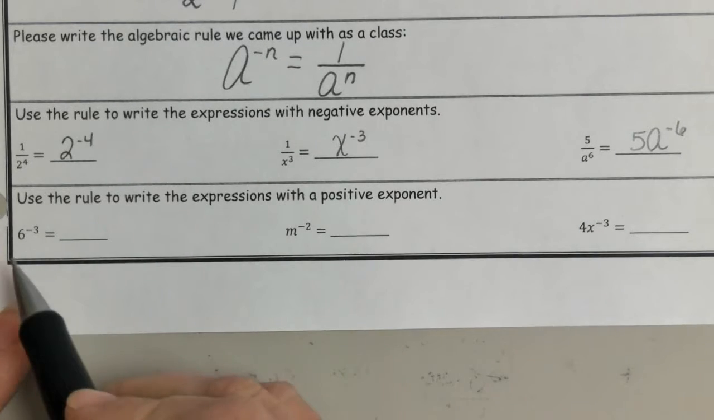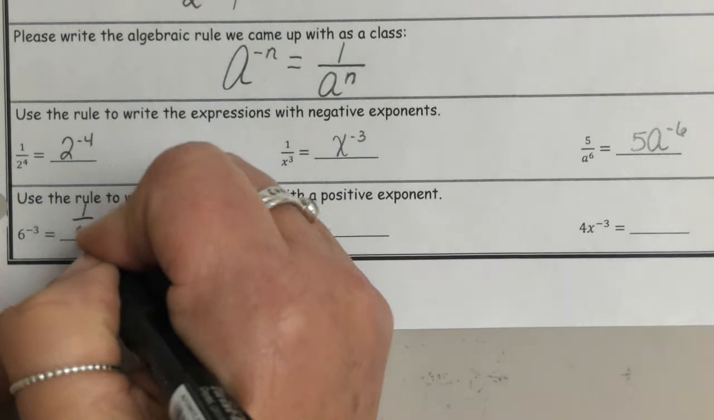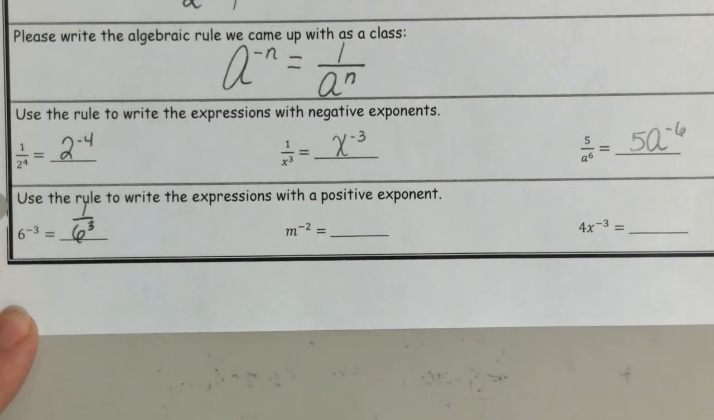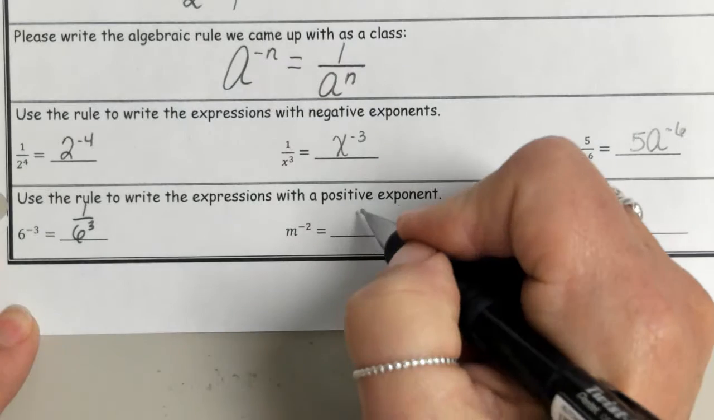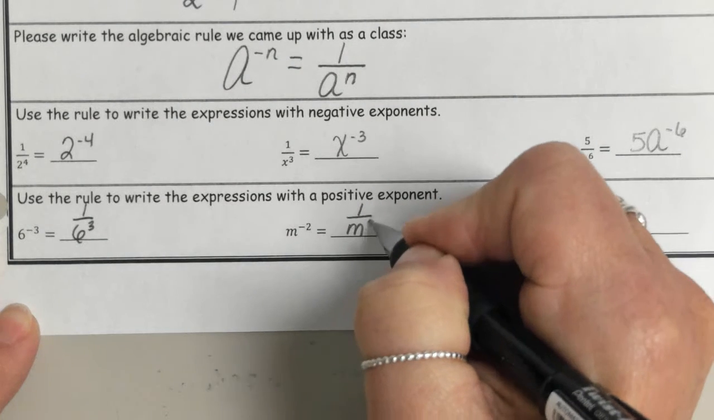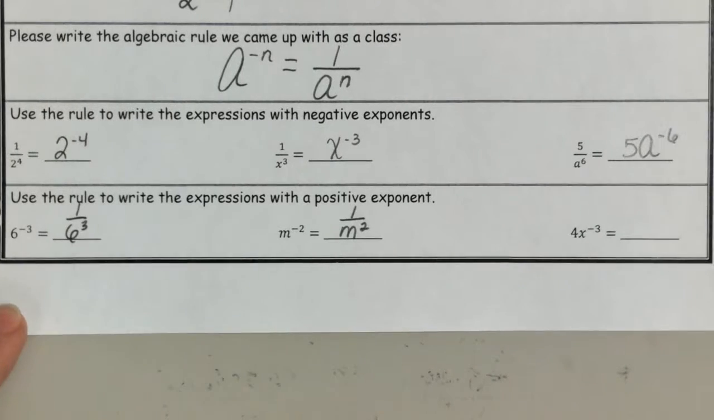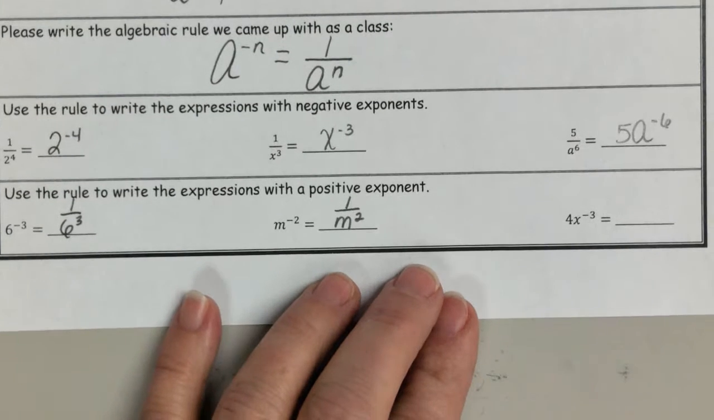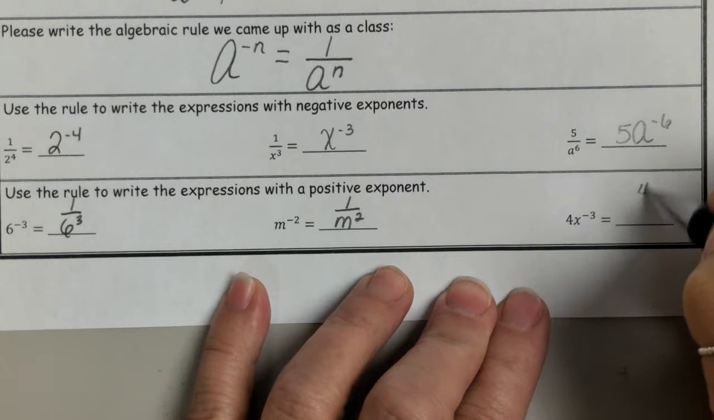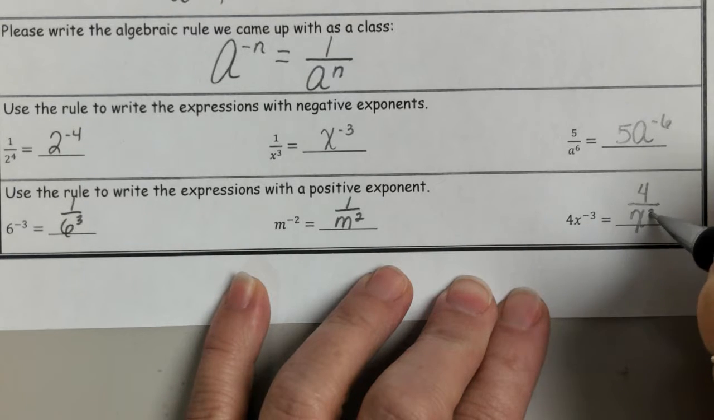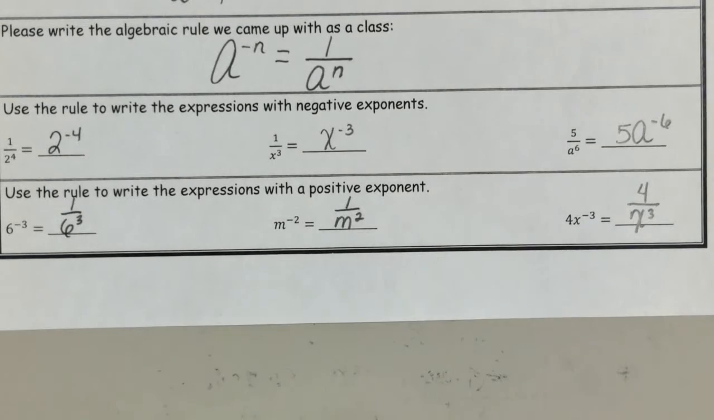Now, these are negative exponents, so I'm going to move it down. And it's going to become 6 to the positive third power. I'm going to move this one down, and it's going to become n to the positive 2 power. And here again, I've got a 4 up there, so I'm going to leave it alone. But I'm going to move my x down so that it will make that 3 exponent a positive 3.